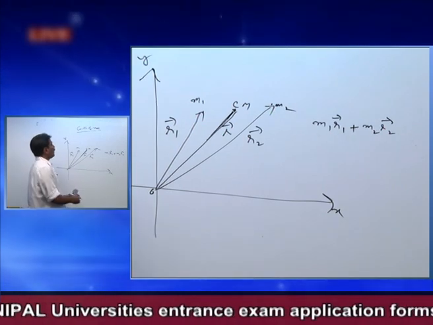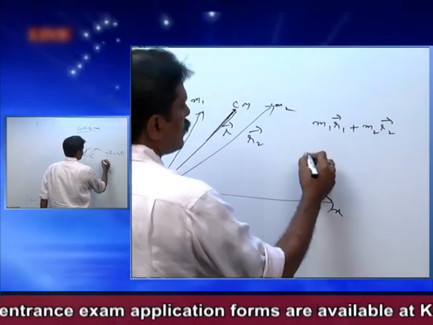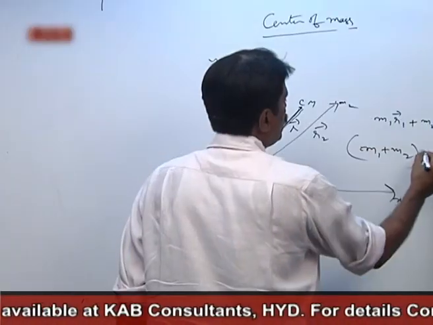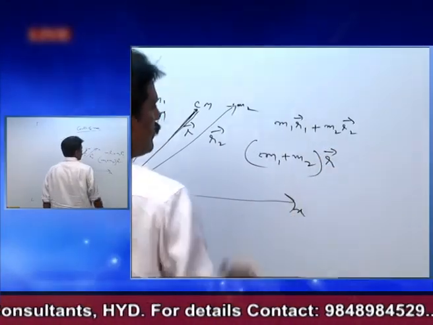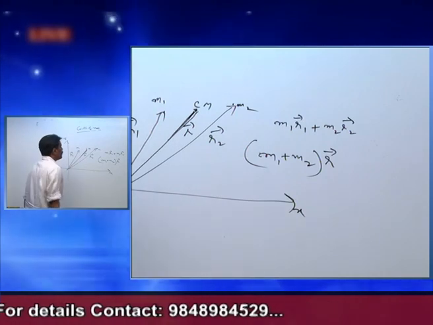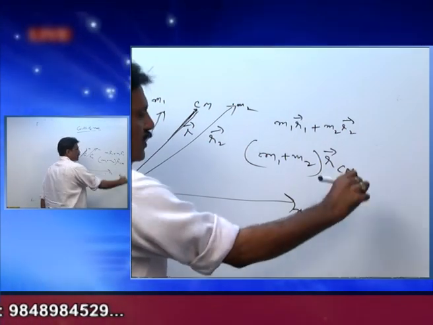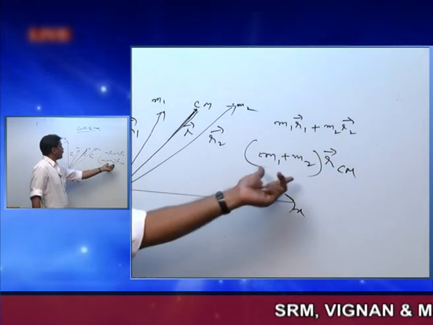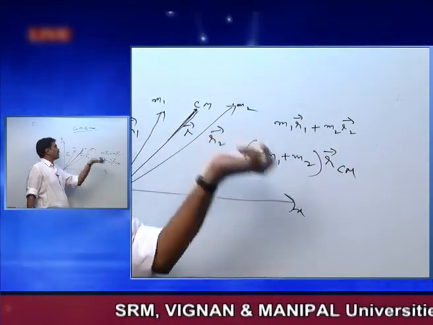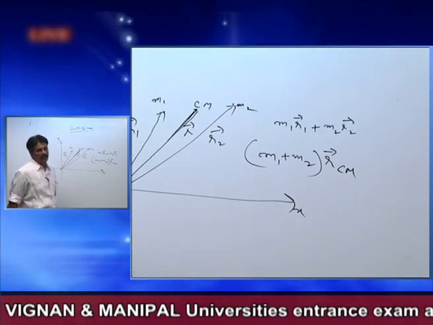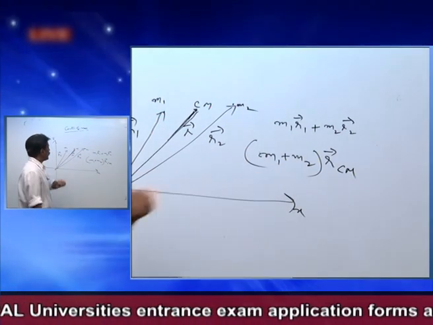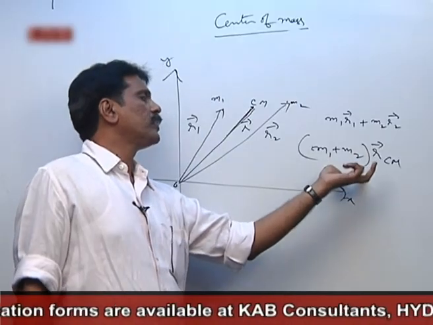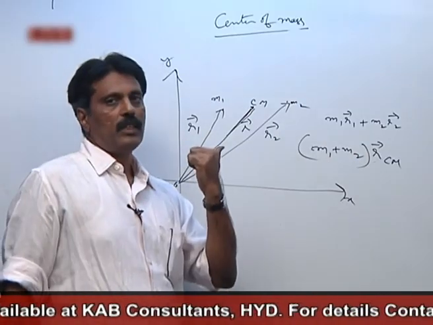Moment of center of mass will be equal to m1 plus m2 into r, where r is the position vector of center of mass. So, moment of center of mass about origin is m1 plus m2 into RCM, because center of mass is the point where total mass appears to be concentrated. m1 plus m2 is the total mass. This into the radius vector of center of mass is the moment of center of mass about origin.